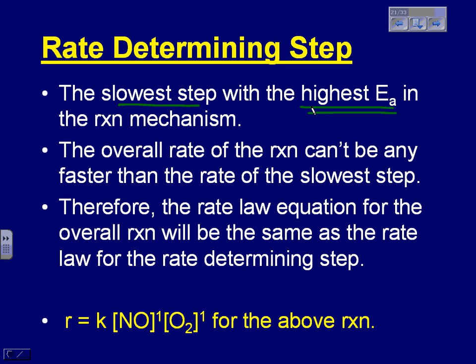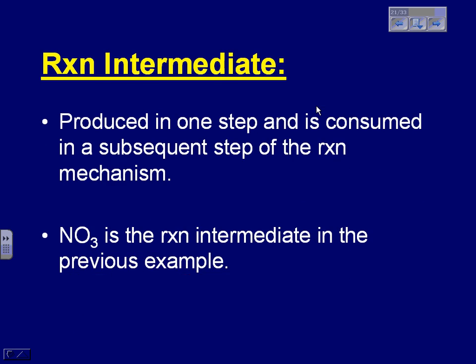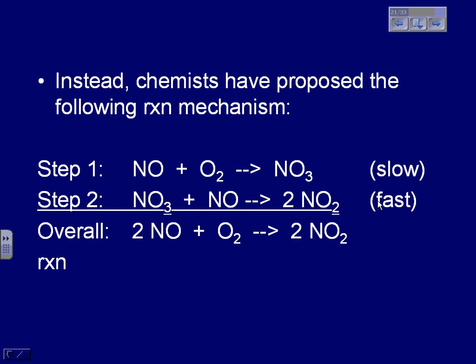Now, this is a very important statement here. The rate law of the equation for the overall reaction will be the same as the rate law for the rate determining step, for that slowest step. So if we go back and take a look at what the slowest step was, the slowest step in this case is NO plus O2 to get NO3.